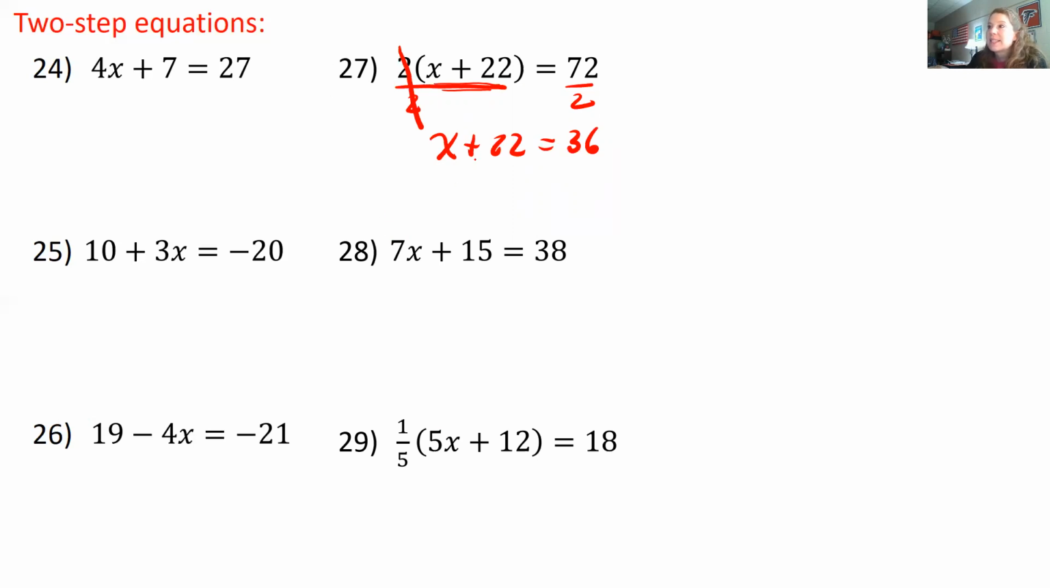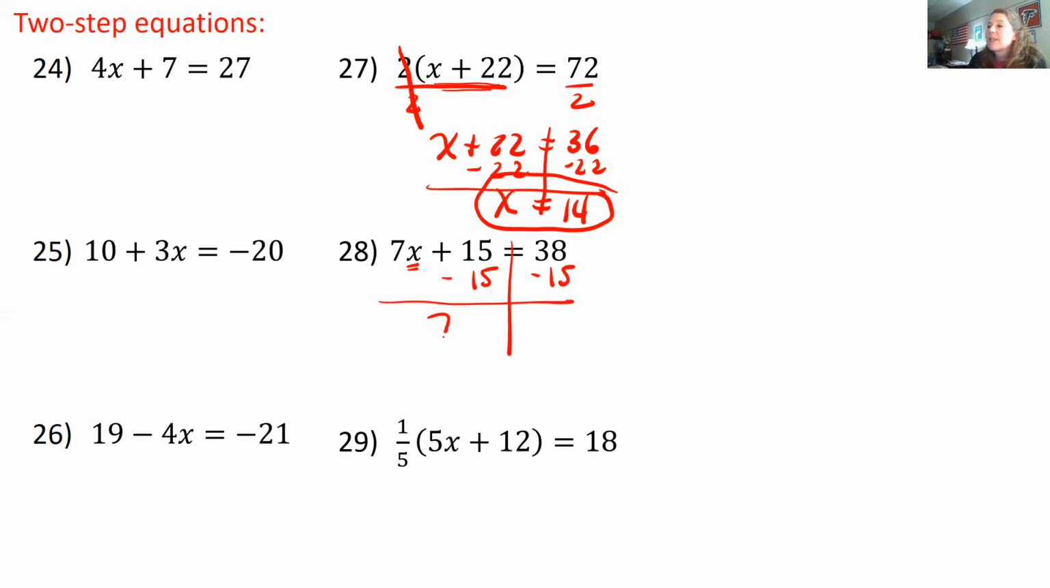And then we can say, well, how do I get rid of plus 22? I can subtract both sides by 22. And x is still equal to 14. So that will work. You can do it that way if you want to. Or you can do it the way we did it the first time. 28, we're going to get rid of plus 15 first. So we're going to subtract 15 from both sides.